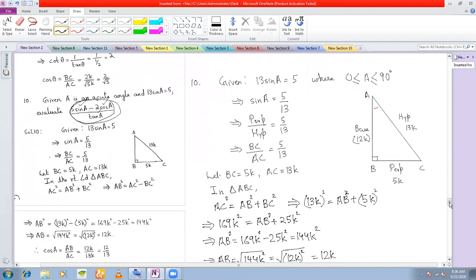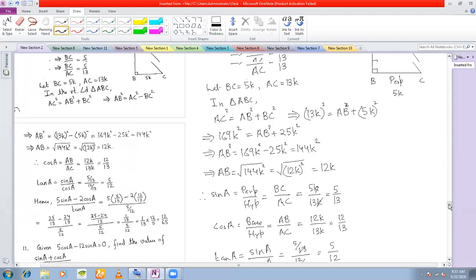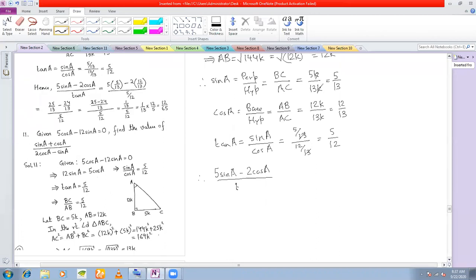Now once you have got the value of sine A, cos A and tan A, we can find out the value of the given expression, which is 5 sine A minus 2 cos A divided by tan A. 5 sine A is 5 by 13 times 5, cos A is 12 by 13 and tan A is 5 by 12. So this is 25 by 13 minus 24 by 13 divided by 5 by 12.